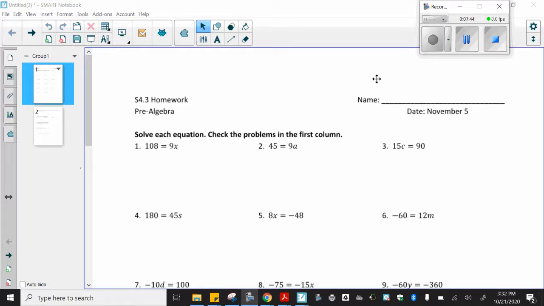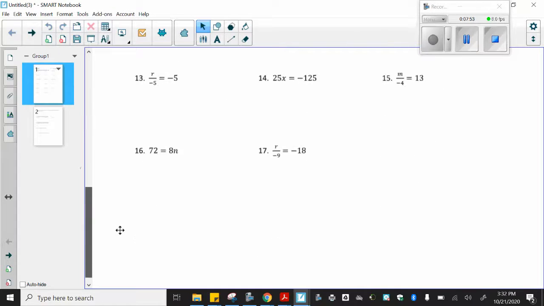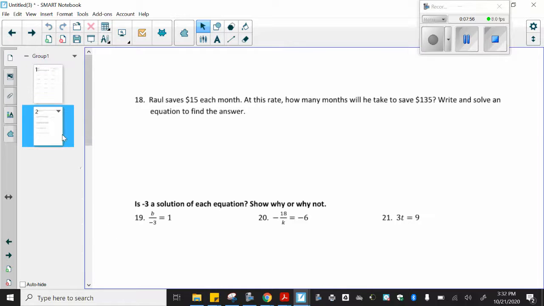Here is our 4.3 homework. Look what we have to do. Date's November 5th. Here's all the questions we need to do. Show us all of the work or it's going to get returned to you.